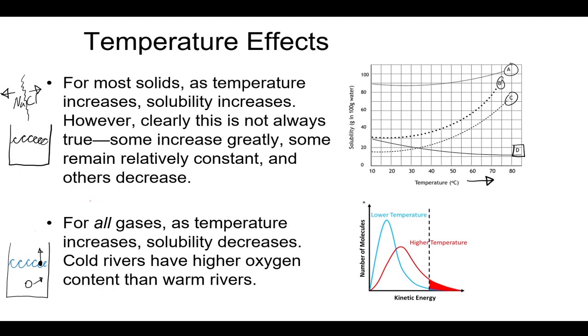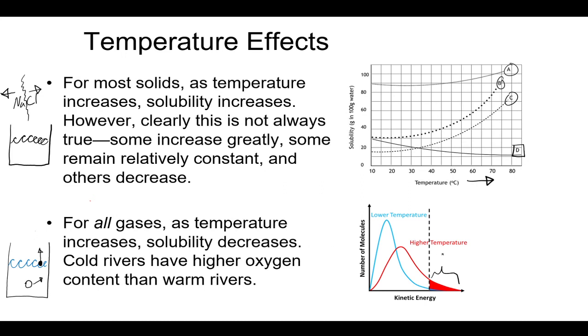That's what this Maxwell-Boltzmann distribution suggests. The kinetic energy of these gas molecules is proportional to their temperature. And at high temperatures, there's going to be a lot bigger fraction of these molecules that have enough kinetic energy to enter the gas phase from the surface of the liquid phase. So for all gases, as temperature increases, the solubility decreases. And a fun application here is that cold rivers have higher oxygen content for the fishies than warm rivers. The warmer that river gets, the more the oxygen comes out and escapes to the gas phase and comes out of the river, and the sadder the fishies become.